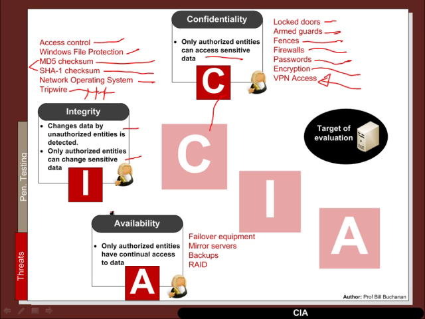Then we can have availability, and for this it is only authorized entities who have continual access to the data. So this might involve having failover equipment, such as failover servers. If one server fails, then another one will kick in. We can have mirror servers which will be working in tandem with each other and synchronizing the data, even down to the process level. So if one falls over, the other one can take its place.